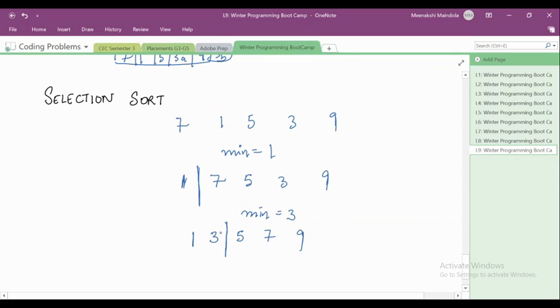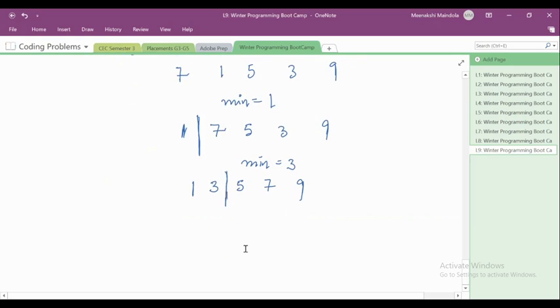So after every iteration, one element is going to be at its correct position. After the first iteration, one element is at its correct position. After the second iteration, two elements are at their correct position.